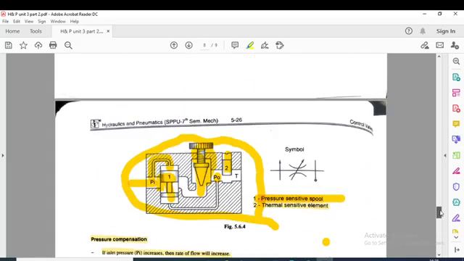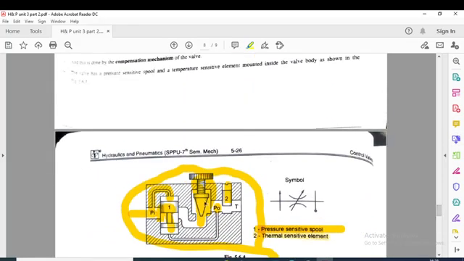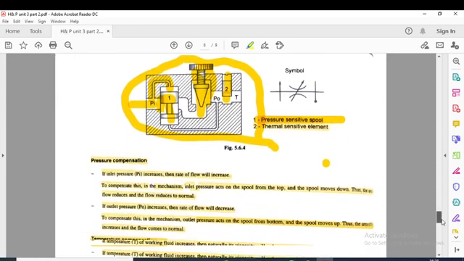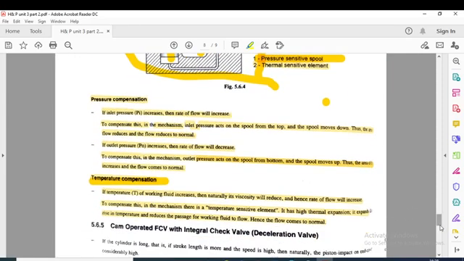Here, when the temperature of the fluid increases, the viscosity of the fluid goes on decreasing, and because of this a higher rate of fluid will flow through the system. To compensate this, we use this temperature sensing element, which expands when the temperature of the fluid increases and closes this orifice here, causing less fluid to move in the system, and because of this the flow comes to normal.